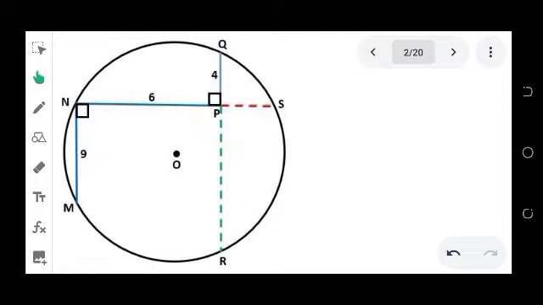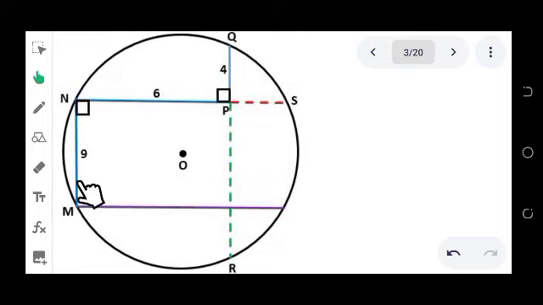One or two of these chords, you have PS and QR. And we can draw another one below. So you have this chord here. Now, we're going to find the measures.